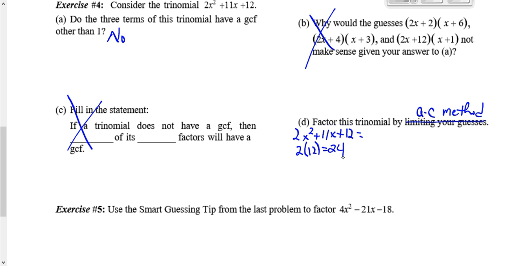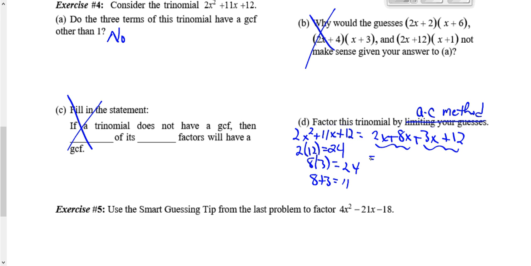12 and 2 can't get us to 11. 6 and 4 is 10. 8 and 3, okay. 8 times 3 is 24. What's 8 plus 3? Okay. So this is going to be 2x squared plus 8x plus 3x plus 12. Right?